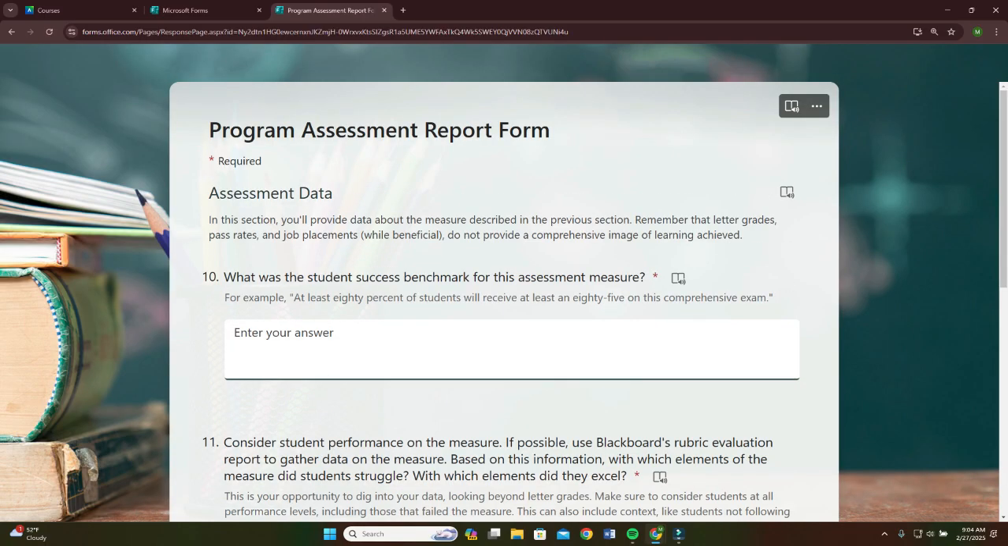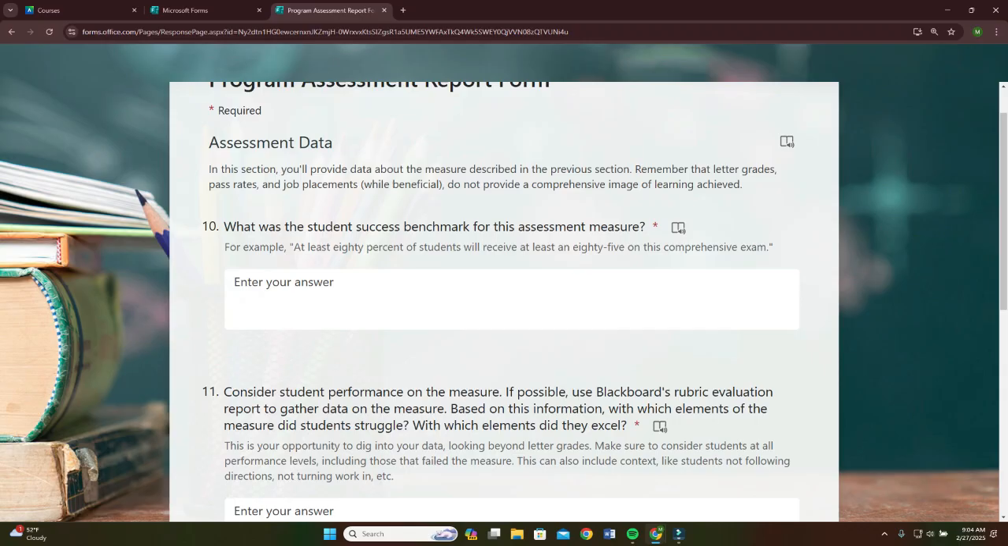There we go. All right, which brings us to assessment data. At this point, you've probably noticed that each individual section of this form mirrors course level assessment, so not really anything you're unfamiliar with. And this question is taken directly from that form as well. What was the student success benchmark for this assessment measure?